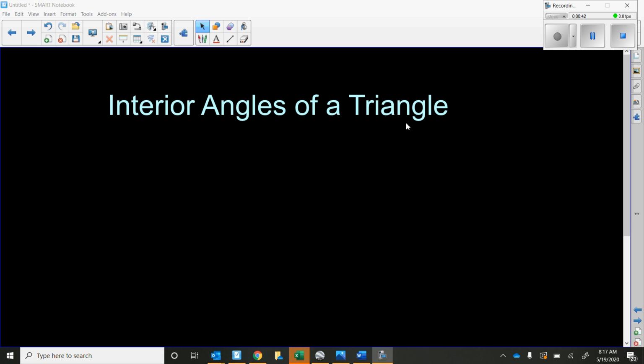But if we look at the word triangle for a minute, the prefix tri, of course, means three. And then the next word is angle. So a triangle has three angles, three corners. We're going to talk about the measurements of those three angles of that triangle, and figure out some things that we could possibly do with them.